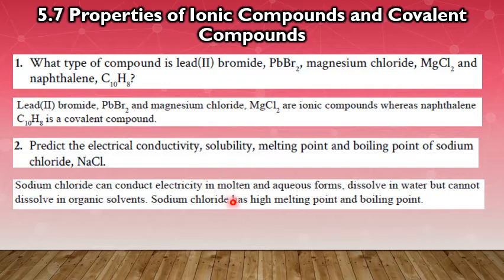What's the difference between molten and liquid? Molten is formed from melting a substance that is solid at room temperature, but liquid is already existing in the liquid state at room temperature. And aqueous forms means it's a solution in which the solvent is water.